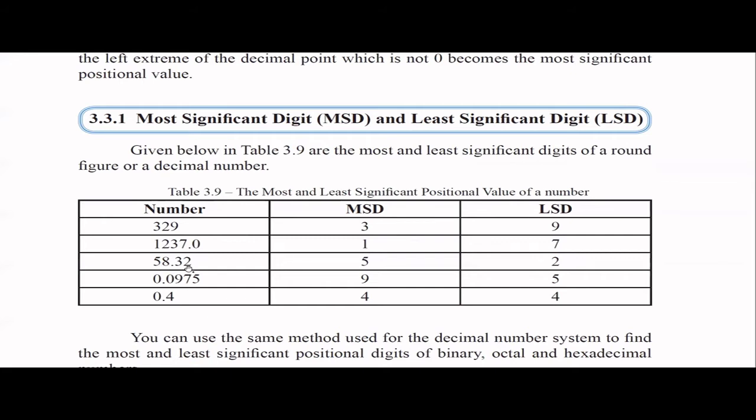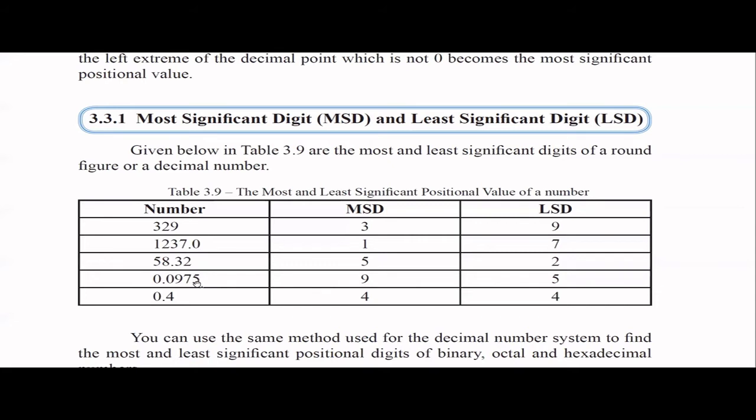This is also a decimal number, but we don't have zeros, so you don't have to be worried. A least significant number will be the most right extreme. That means 2. And 5 is the most left extreme, so that is the MSD. Now in this one, we have zeros, right? So LSD is the most right extreme, which is not a 0. So 5 is the answer.